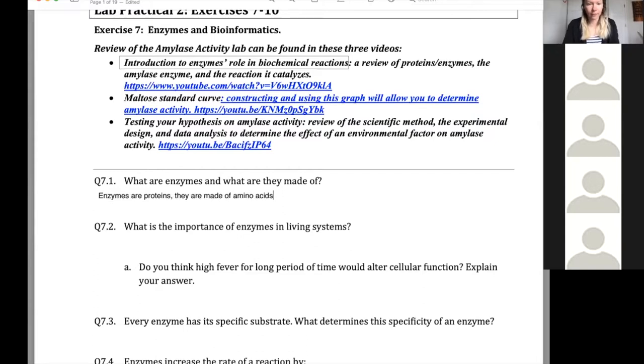Enzymes catalyze chemical reactions. Right. We can put that down here for the next question. And that's why they're important, because they help these chemical reactions occur that normally would take a lot longer or take a lot more energy. A lot of these chemical reactions are required for general life processes, and so living systems can be a lot more complex and a lot more energy efficient because of enzymes.